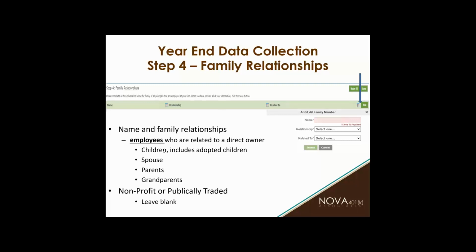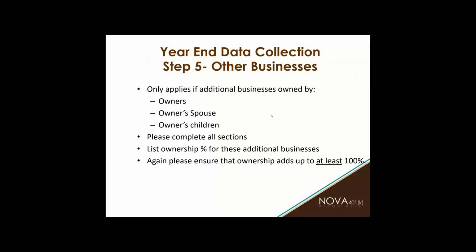So let's say Lisa Dealman, myself, I'm an owner of the company, and my spouse also works at the company. They're an employee of the company. I would need to list my spouse and his relationship to me, okay? So we only want those employees who are related to a direct owner of the company who are also employed. They have to be employees of the company. If they have children, if they have spouses, but they don't actually work for the company, we don't need that information, okay? If it's a nonprofit, publicly traded company, or there literally are no family members that are employees, then just simply leave it blank, hit submit and save, and move on.